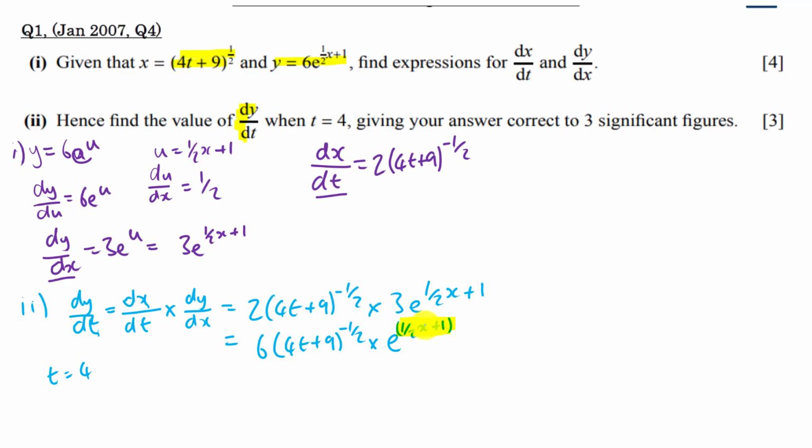Because we need this in terms of t, right? I've got a question. Go on. How come when you differentiate 6e to the power of u, it becomes 6u to the power of e? This one here? Yeah, in the first part. And why does it stay the same?